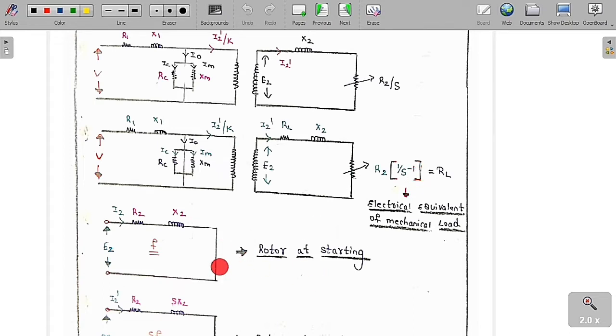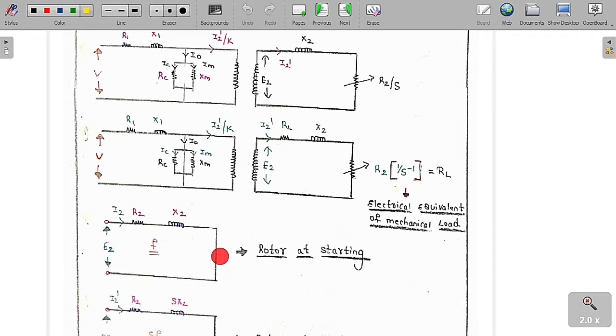So therefore this is the short circuit. At starting condition rotor speed is equal to 0, so slip is equal to 1. So if we substitute 1 here, this is nothing but 0. So short circuit. So therefore E2, R2, X2, I2 dash. Here we can keep I2 or I2 dash. Everything is the same. So this is called frequency F, because as S is equal to 1, the stator frequency is equal to the rotor frequency. So therefore this is also frequency F.